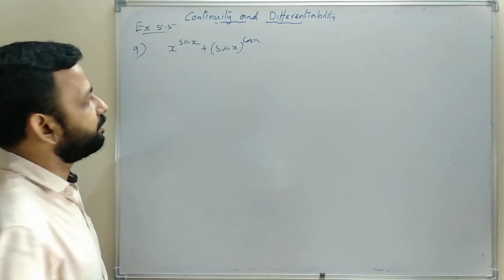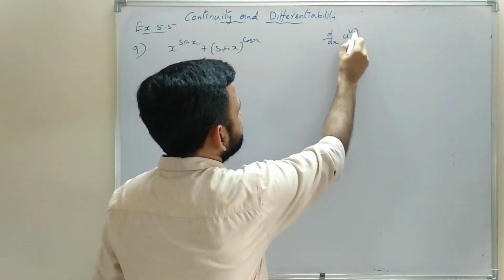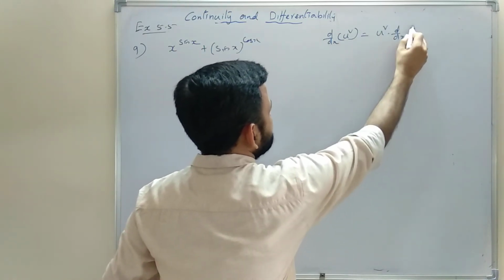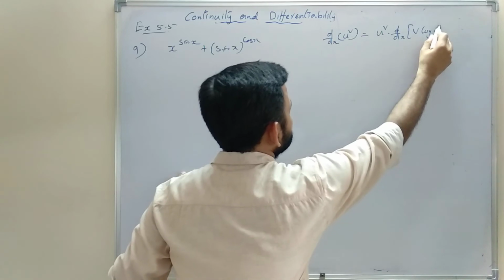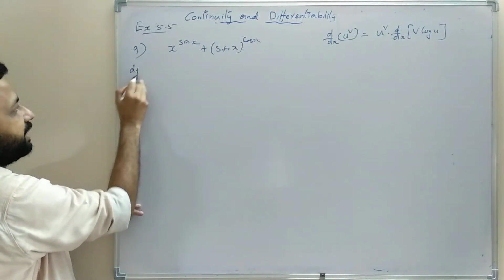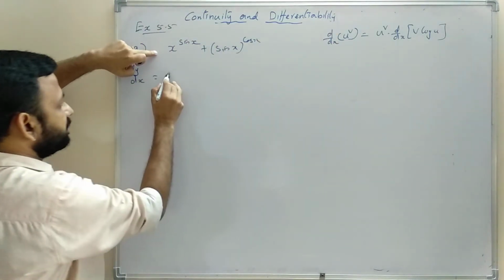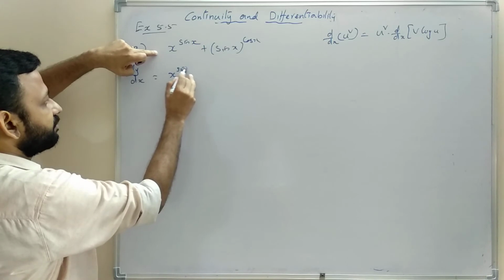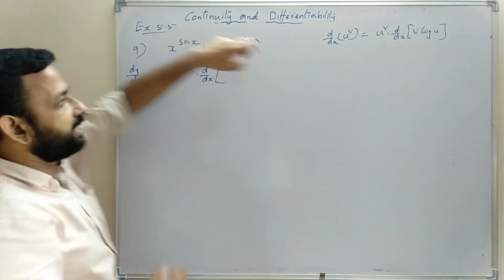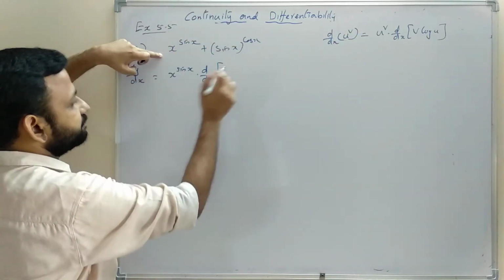Or by using the formula d by dx of u raised to v is equal to u raised to v into d by dx of v log u. So by using that formula, when we write dy by dx, this expression u raised to v, that is x raised to sin x into d by dx of v log u, that is sin x log x.